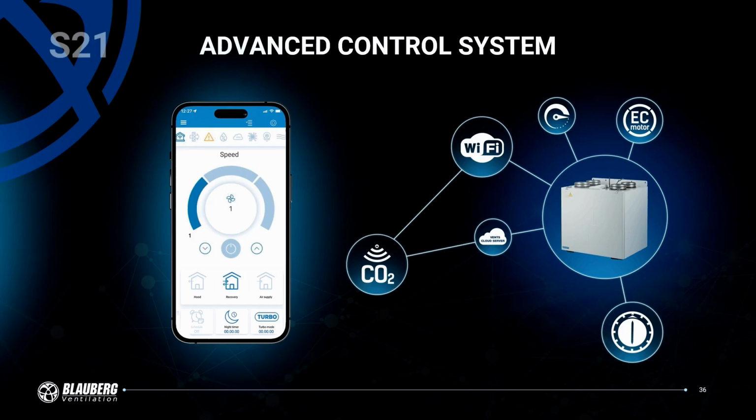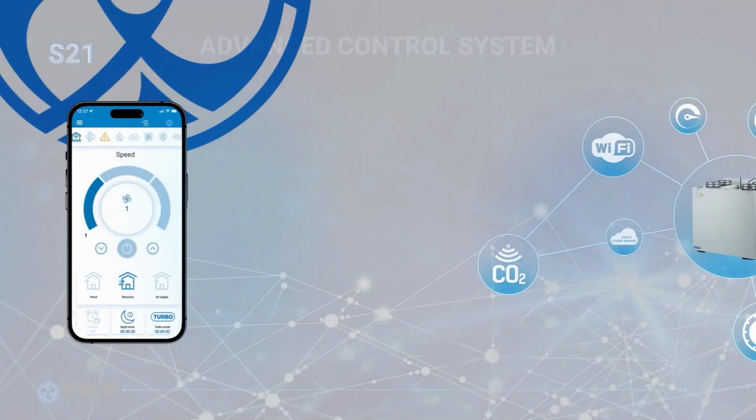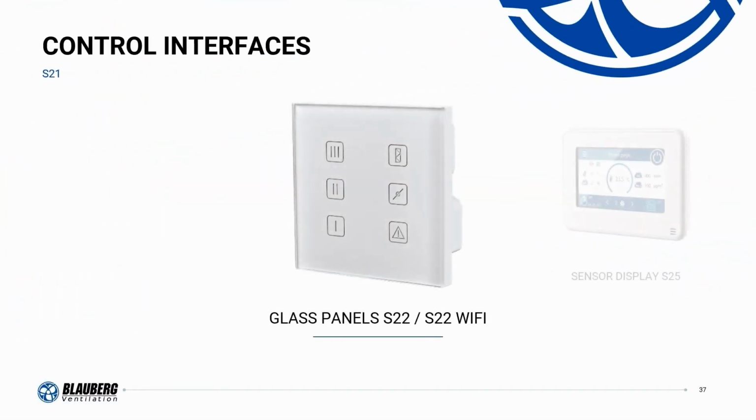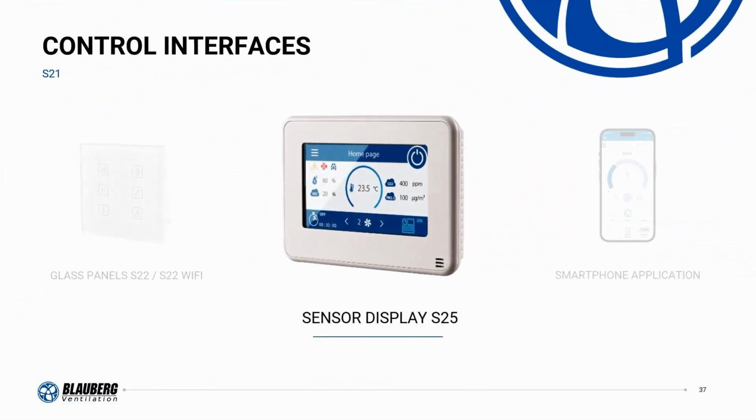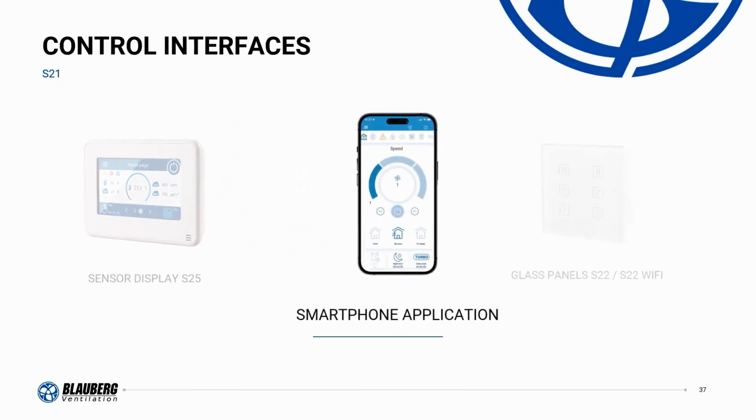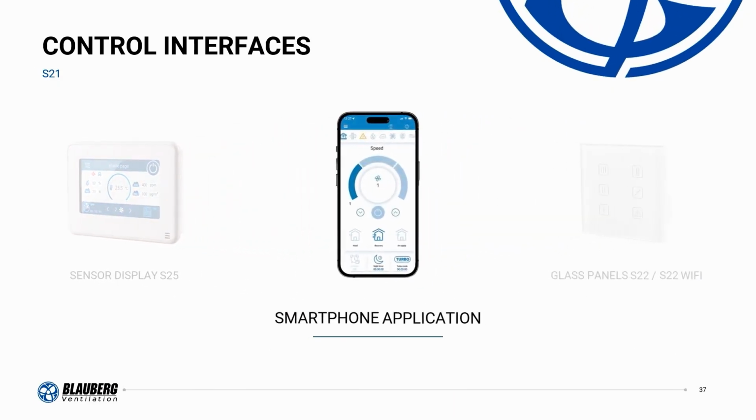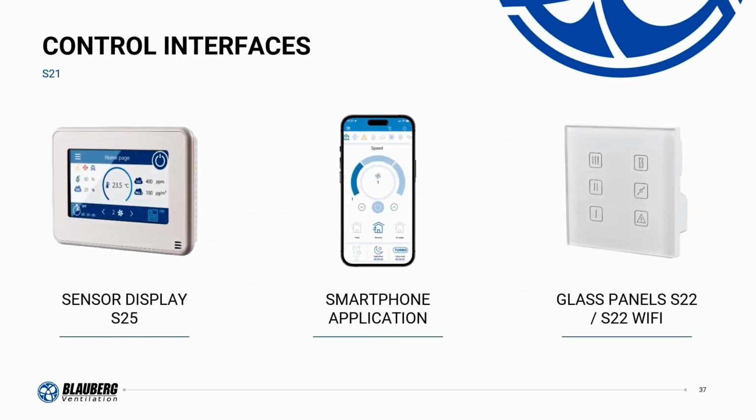It offers internet connectivity, integration with dispatching systems, and smartphone control. With S21, it is possible to entirely forgo control panels and manage the unit solely via a smartphone. However, if a control panel is needed, the range includes the basic S22 and the advanced S25 panels.